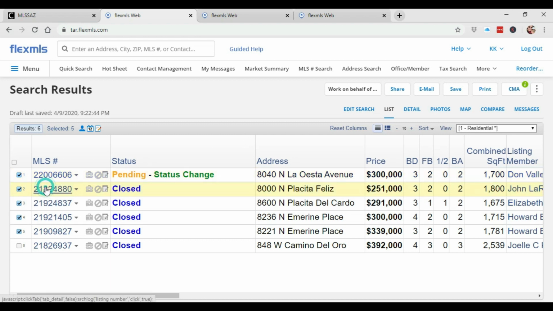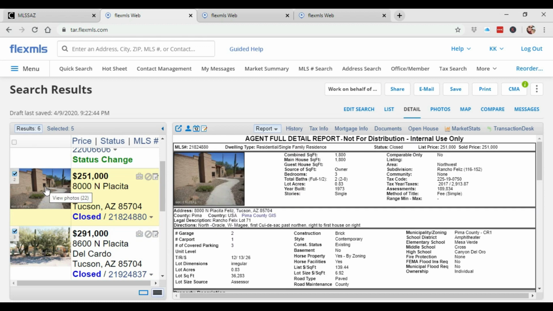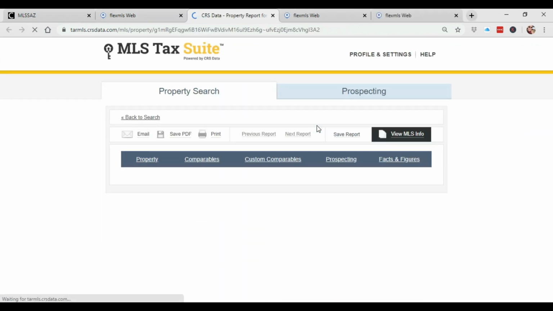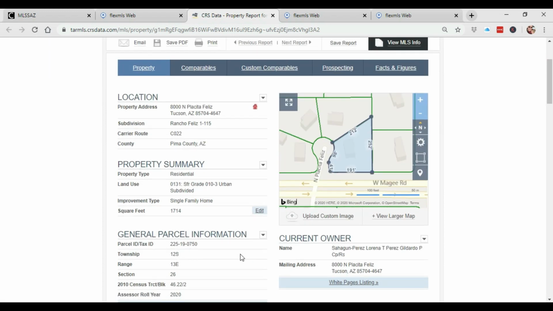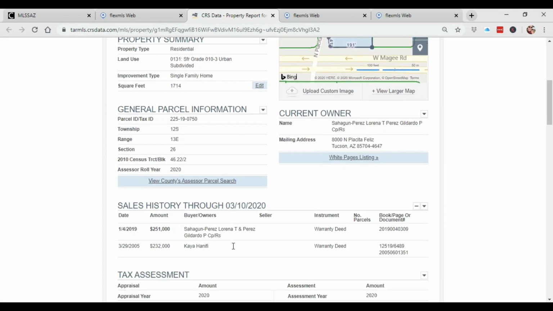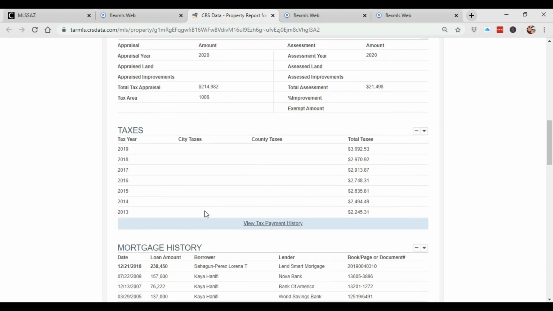This one sold for 251, and now we'll finally look at this one more thing here, and then we'll have a better idea. We look at the tax information of the lowest selling one. We see 251,000.